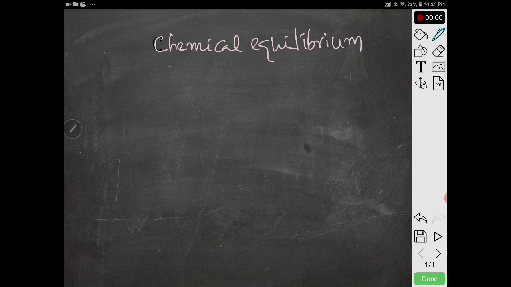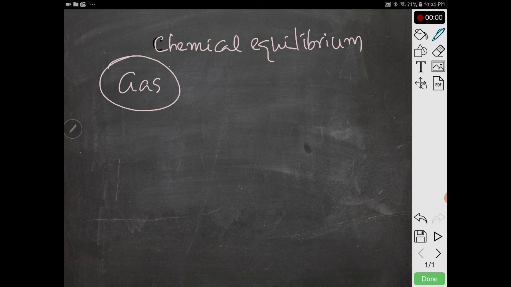In the previous class, we were discussing chemical equilibrium. We were discussing what equilibrium is and what the equilibrium constant is, all those things. And today, we are discussing the equilibrium constant in a particular case. Suppose we are dealing with reactants which are in the gaseous state.